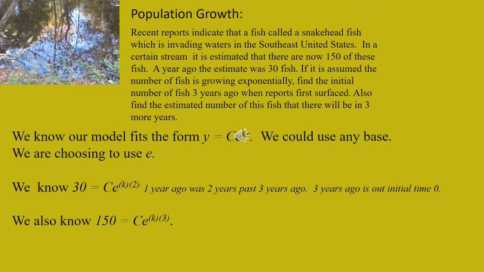In 3 more years, that will be 6 years from the initial beginning of the study. So in 3 more years, x should be 6. So put 6 in for x and do the calculation on your calculator, and you get approximately 18,700 steak and fish in that stream system.